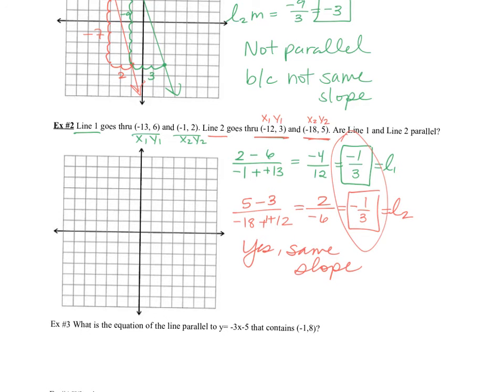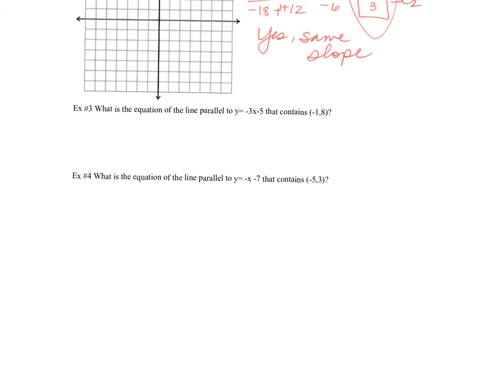Okay. All right, example 3, it says, what is the equation of the line parallel to this line that contains this point? So you have a point, and we know a slope. So we're going to put this into point slope form.